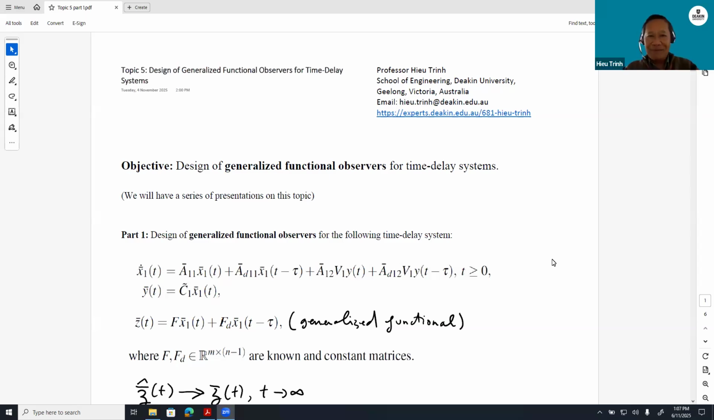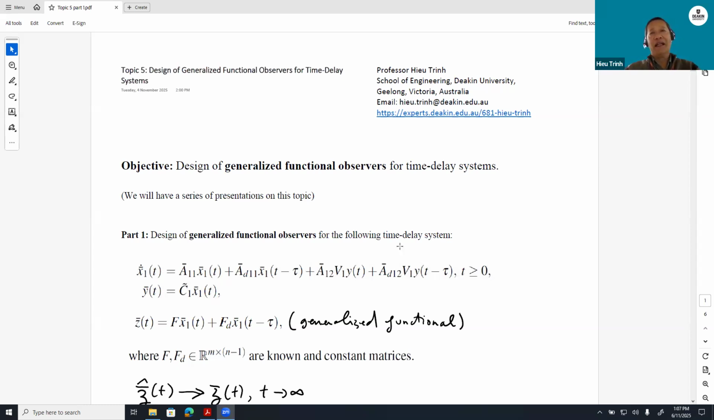Hello and welcome to this presentation where we are looking at topic 5, and we're going to design generalized functional observers for time delay system. We're going to look at part 1 of this topic. There will be a series of presentations on this topic.